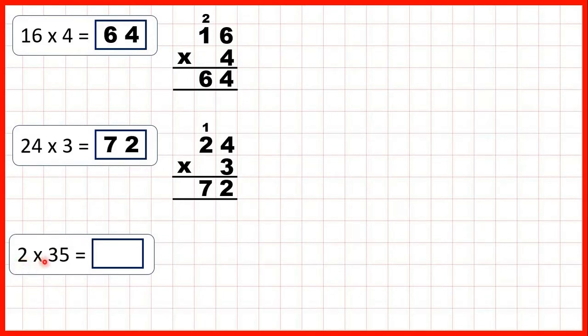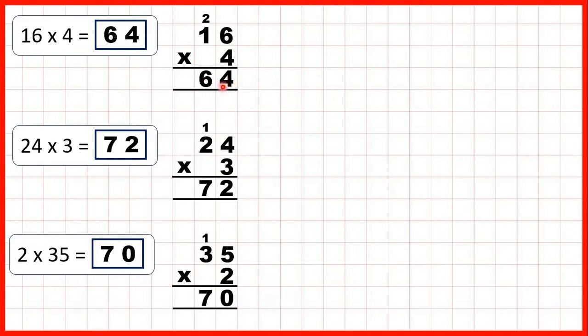Finally, we have 2 times 35. Now remember, with multiplication, order doesn't matter, so we set the question out in the same way, with our 2-digit number on top, even though for this question, the 2-digit number is the second number. We start by multiplying our ones digit, and 5 times 2 is 10, so that's 1, 0. Then onto our tens. 3 times 2 is 6, plus the 1 that's on top gives us 7, so our answer is 70. So now let's take a look at why this method works.